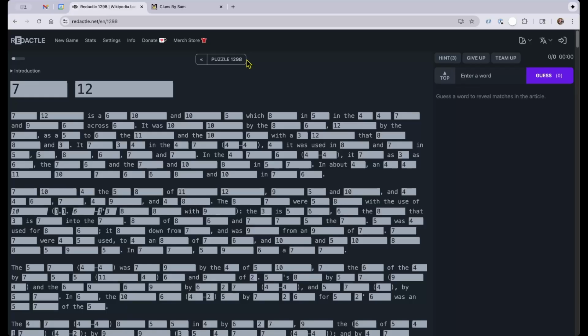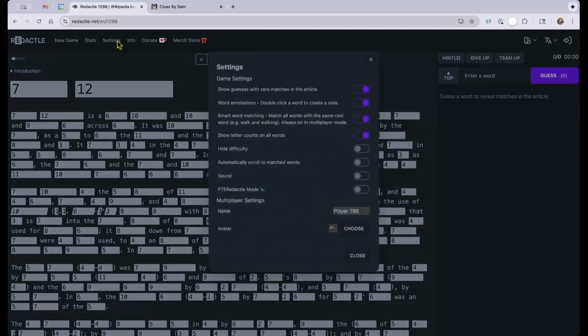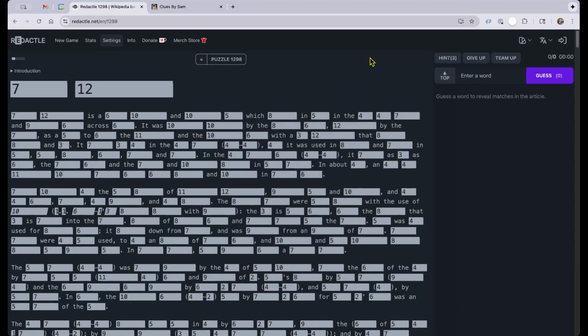Again, if you're new to this, just a brief introduction. Redactle presents you with a Wikipedia article in which every word has been replaced by a blank, has been redacted. I have the setting turned on that shows the word counts. That is this setting here, which makes it a little easier to work with. And you guess words, and gradually uncover them and eventually work out what the title of the Wikipedia article is to solve the puzzle. These are really hard, especially at first. After you've done a lot of them, it gets easier because you become familiar with patterns.